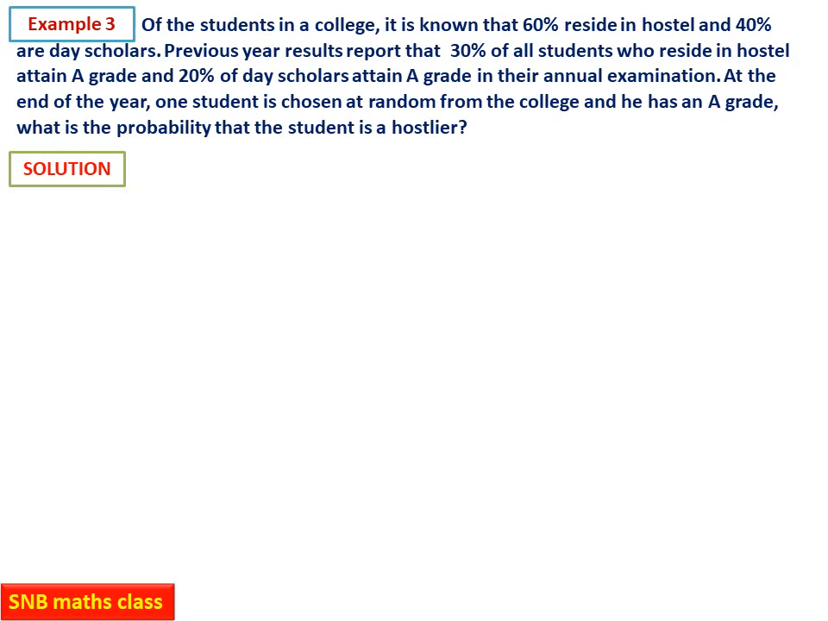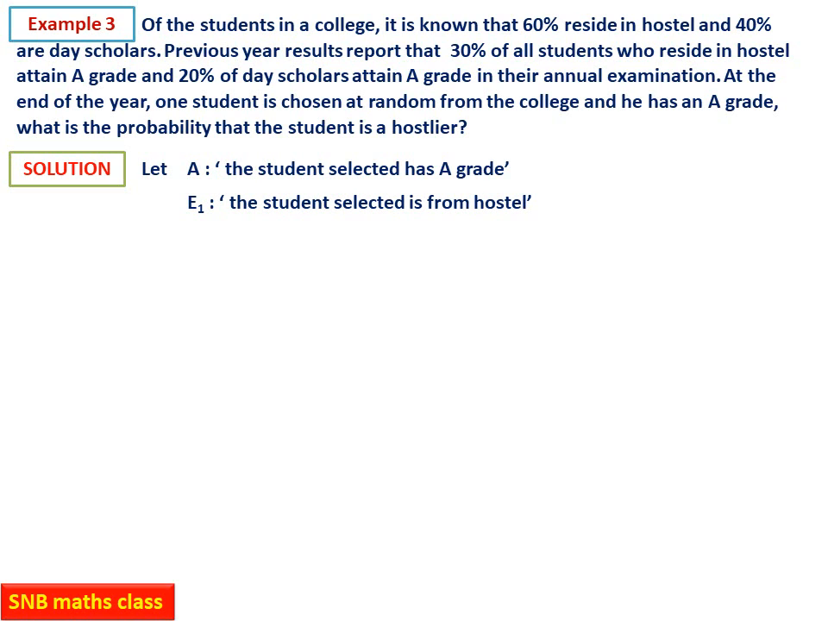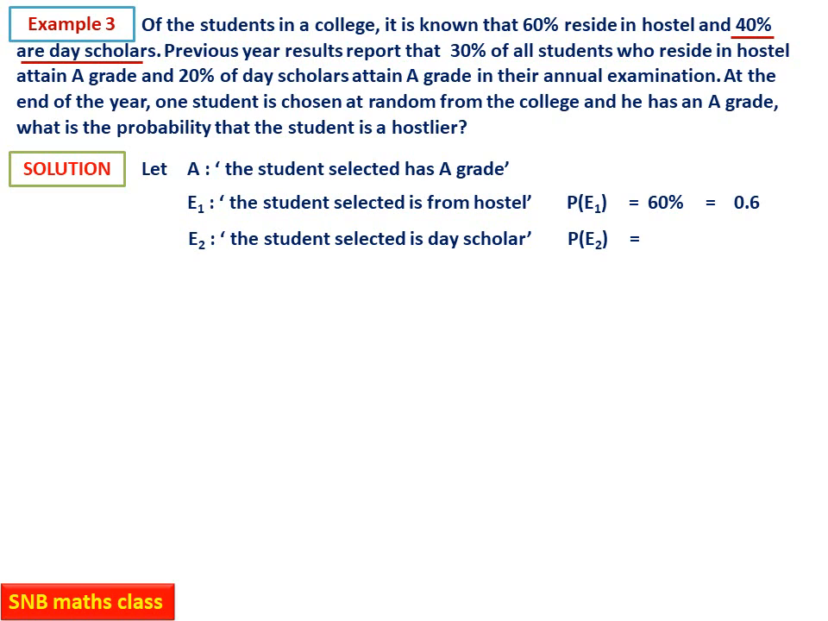So here also, let us first define all the events carefully. Then the problem becomes very simple. Let A be the event: the student selected has A grade. E1: the student selected is from hostel. Now what is probability E1? You can look at the problem. 60% reside in hostel, therefore it is 60%, that means 0.6. Then E2: the student selected is a day scholar. So probability E2, you can see day scholars there are 40%, so it is 0.4.